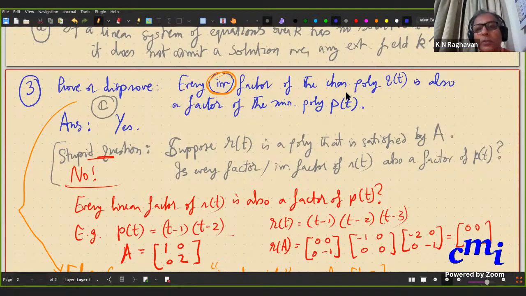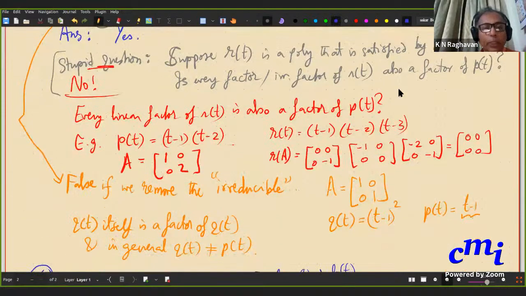Every irreducible factor of the characteristic polynomial. If I leave out the irreducible, then again it becomes stupid. But if every irreducible factor of the characteristic polynomial is also a factor of the minimal polynomial, that is what gives the tightness to the question. And that makes it interesting. The answer is yes, it's true, right? So unlike the answers to the stupid versions of the question, where the answer is clearly no, here the answer is yes, but it's not clear at all. You have to use some property of Qt, right? Okay.